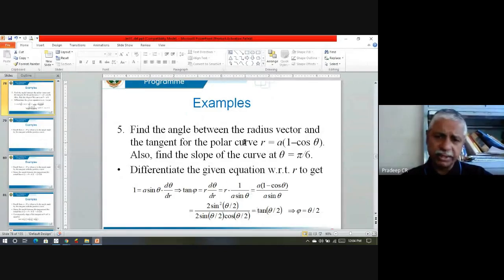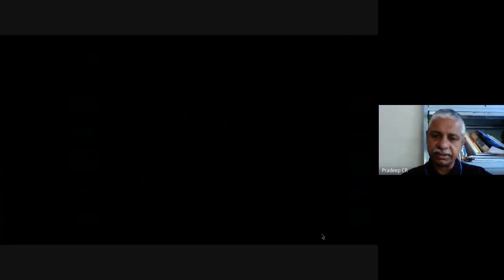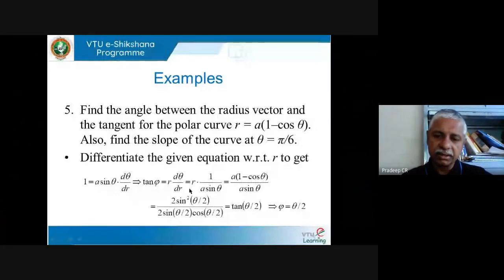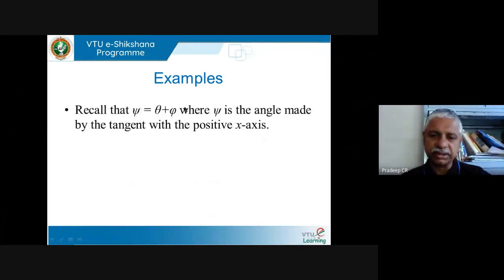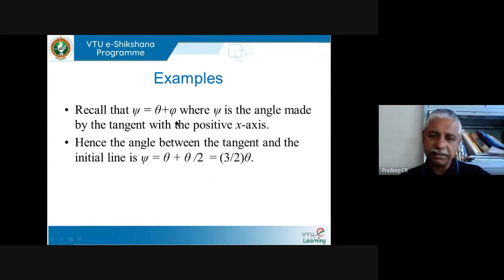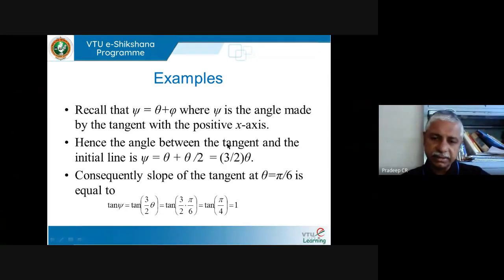For the exam, you don't need to do any GeoGebra implementation. It is just this mantra: given the equation, you differentiate with respect to r, find r d theta by dr. Tan phi is r d theta by dr, so phi is theta by 2, and you want the slope of the curve at theta equal to pi by 6. Then you have to do this. Psi is the same as theta plus phi, and phi I just found to be theta by 2, so psi is theta plus theta by 2, which is 3 by 2 theta, and at theta equal to pi by 6, tan psi is this much, it's written here. So I think that is sufficient.